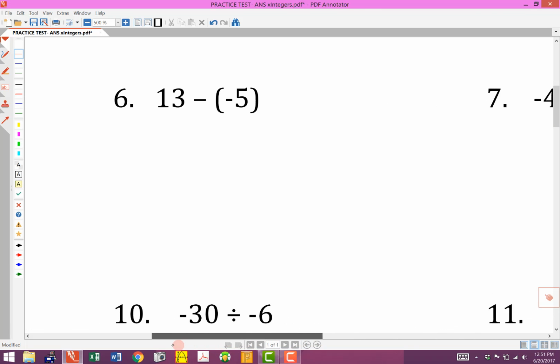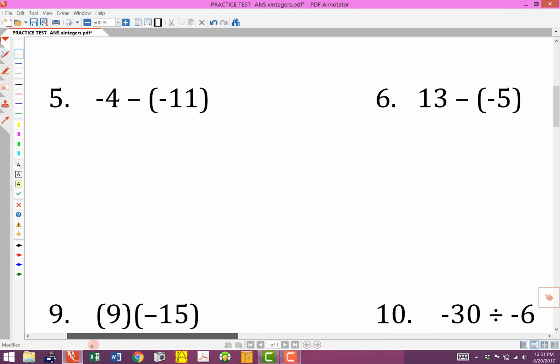I'm going to go in numerical order here, just like we would on a test most likely. So this is negative 4 minus a negative 11. So negative times negative is positive. Different signs, so we're going to find the difference. The difference is 7. The bigger one is 11 and it's positive, so the answer is positive 7.